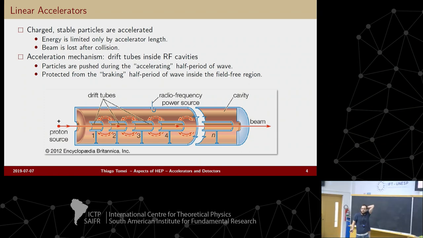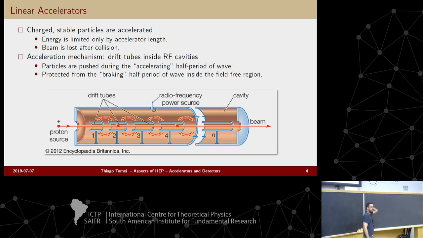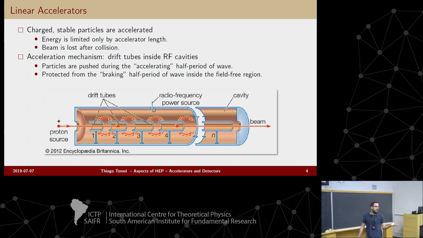You could make easier things. Obviously, if you put a giant voltage between two plates and put a proton here, it will accelerate to the other side. This is obvious. But then you have to deal with the giant voltage, 20 megavolts, and it's not something that you can easily make.